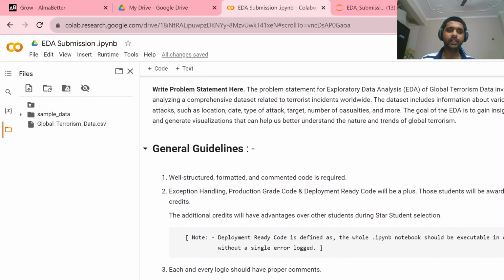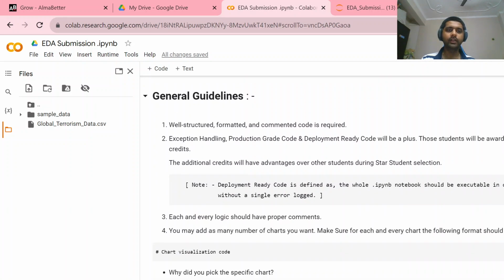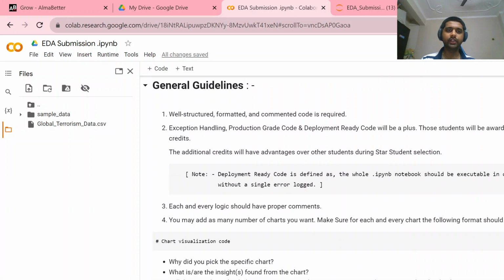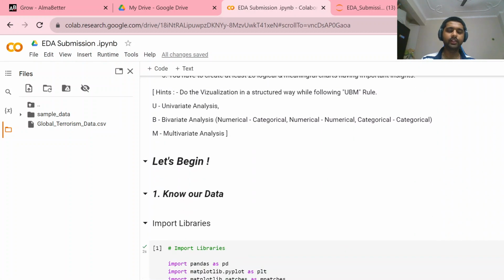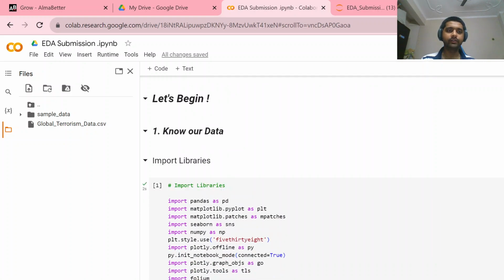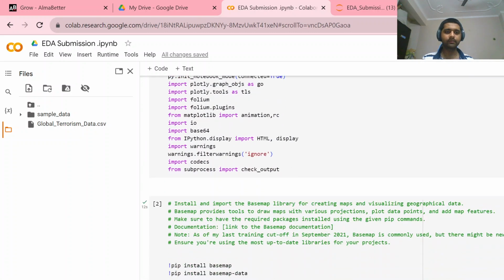These are the general guidelines which we follow: our data is well structured and the code is commented, which we will see further. So we import our libraries. Here are the libraries which we import: pandas, matplotlib pyplot, seaborn, numpy, and plotly for visualization purposes.